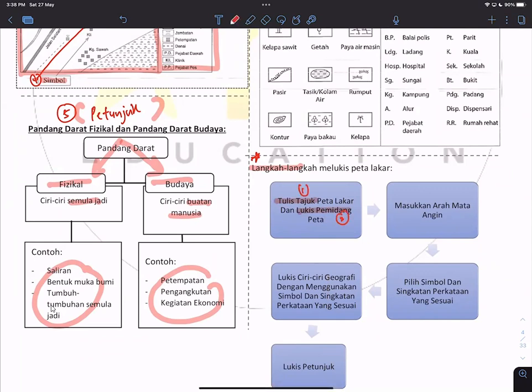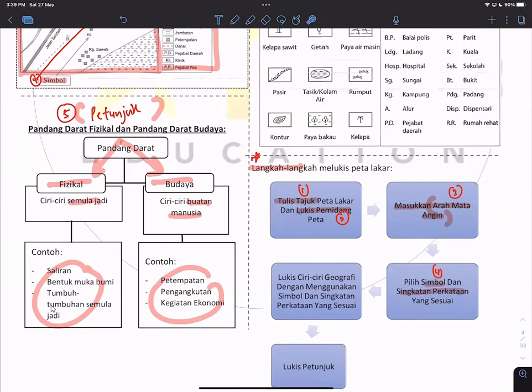First step. Second step, we try to memasukkan arah mata angin. So arah mata angin is the third ciri, right? Okay, so this is the arah mata angin for our third ciri. So the fourth one, we have the symbol, we have the singkatan perkataan. So this is all symbol. So this is our first step, second step, third step. So third step, we only try to label, we try to draw out a symbol.